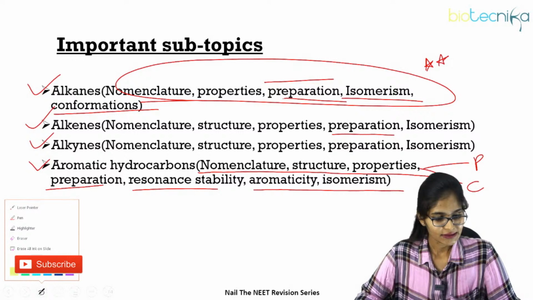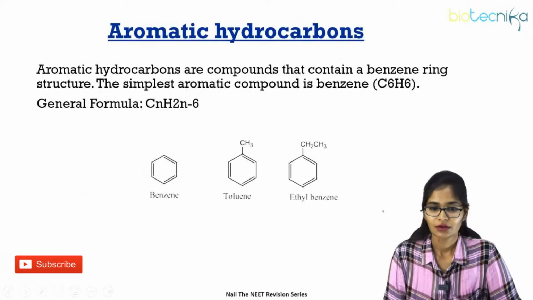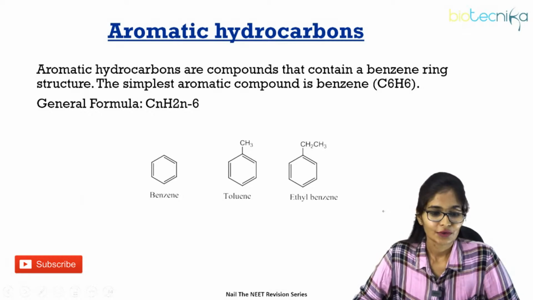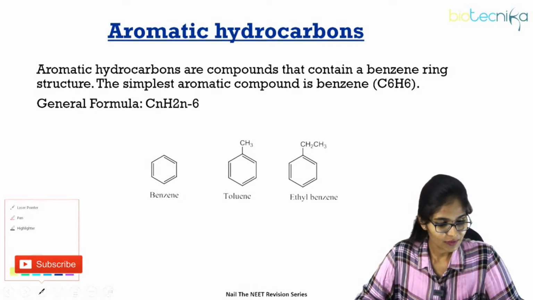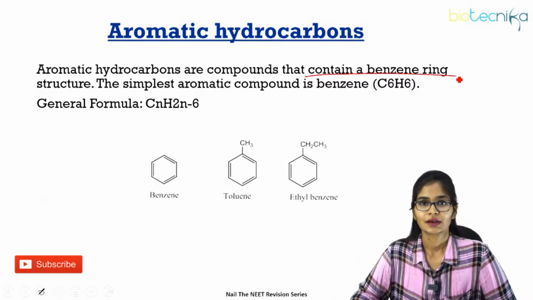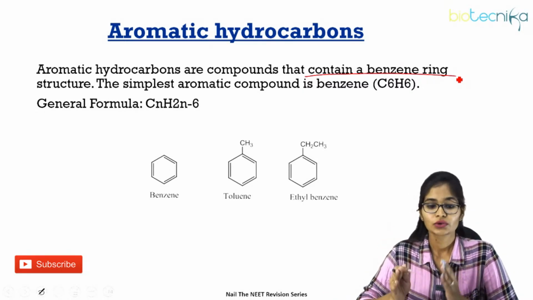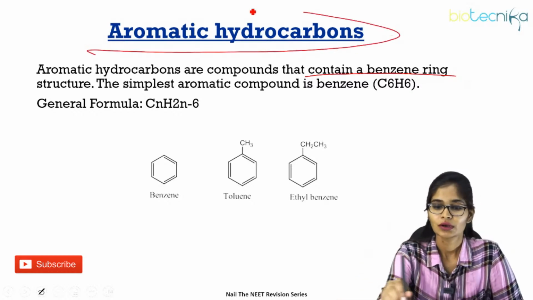So now we'll start with aromatic hydrocarbons. All right. So, what are aromatic hydrocarbons? Aromatic hydrocarbons are those containing a benzene ring, right? The compounds containing a benzene ring in the molecule, we call them aromatic hydrocarbons.